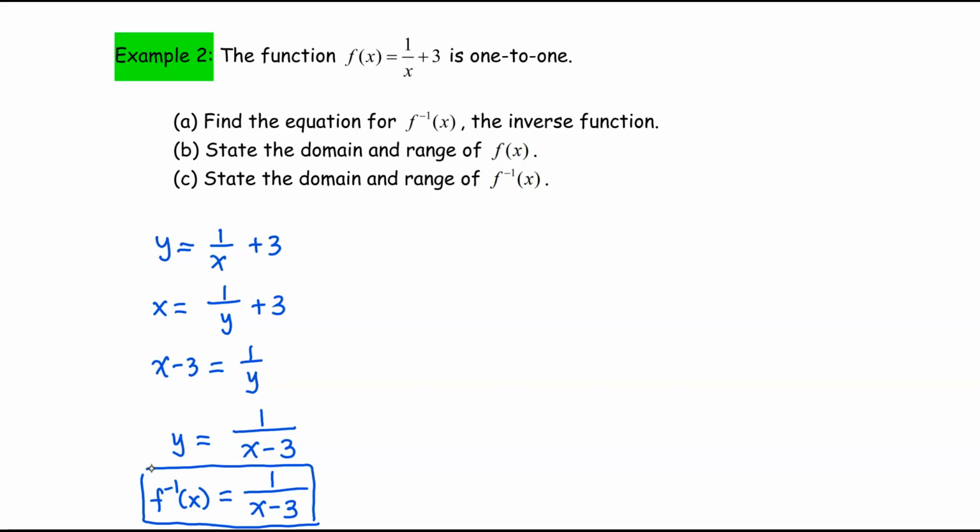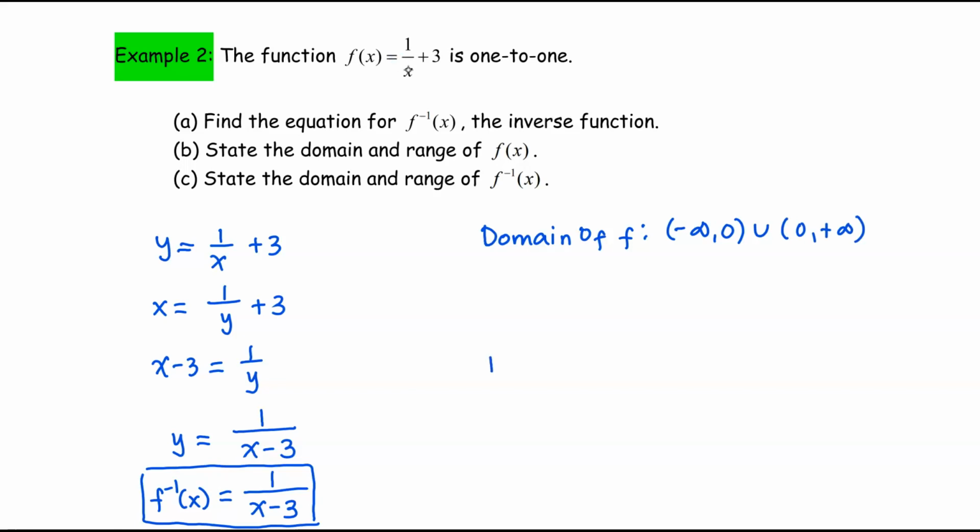Now, let's state the domain of f. For the domain of f, you go and look at this. We know that we will just exclude the value of x that will make this equal to 0, and that is 0. So we have negative infinity to 0, union 0 to positive infinity.